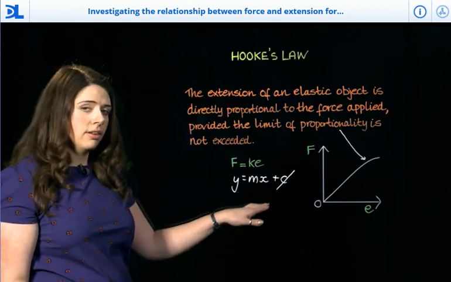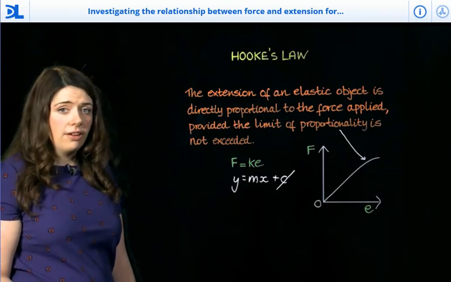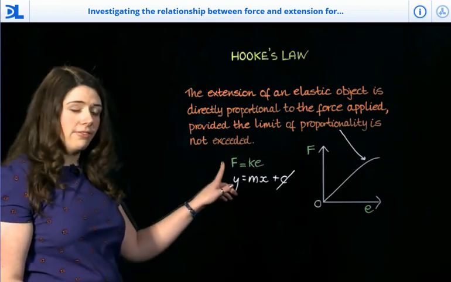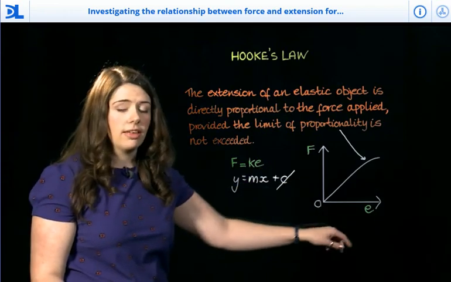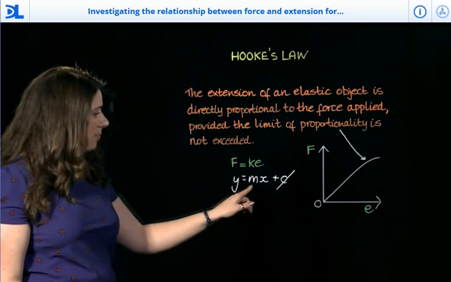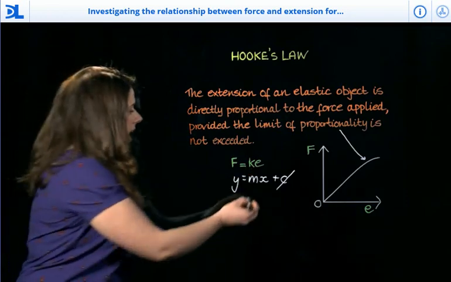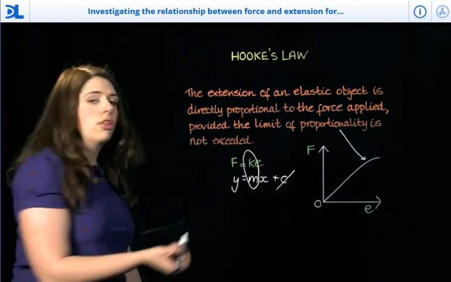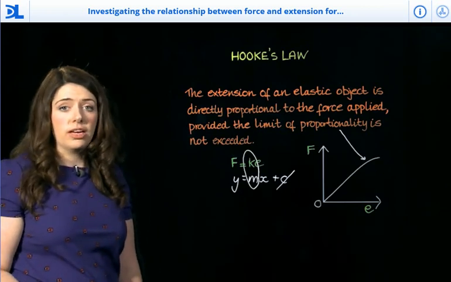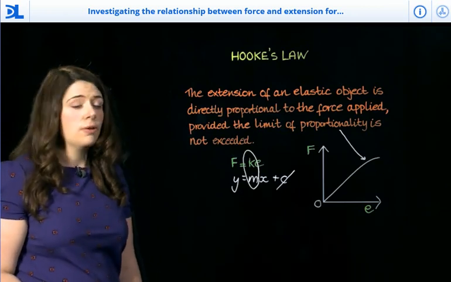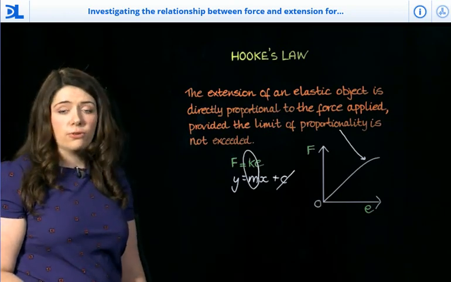or y equals the gradient times x. For a force extension graph, the y value is F. The x value is extension. You can see that from this graph here. That means that m, the gradient, must be equal to k, the spring constant. So we can work out the spring constant of a spring or the force constant of any material by working out the gradient of a force extension graph.